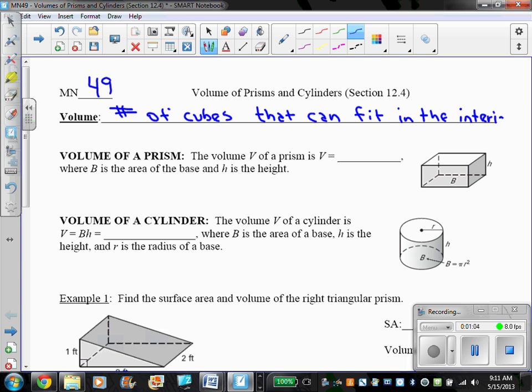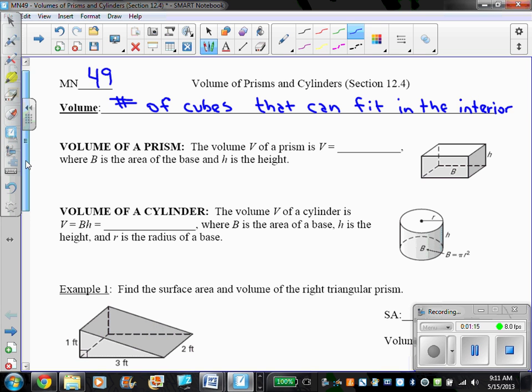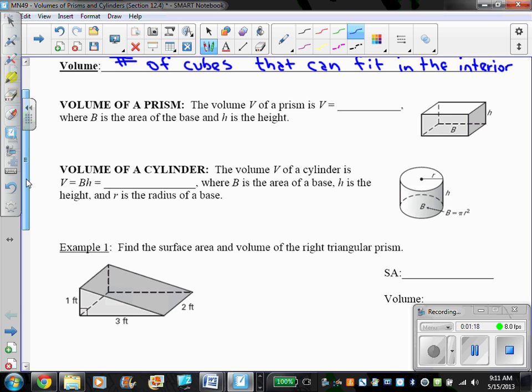There's definitely a more fancy one if you want to look in the back of the book, but this is really the gist of what volume is, and I really want to make sure that you really understand what volume is, which is the number of cubes that fit inside of a shape.